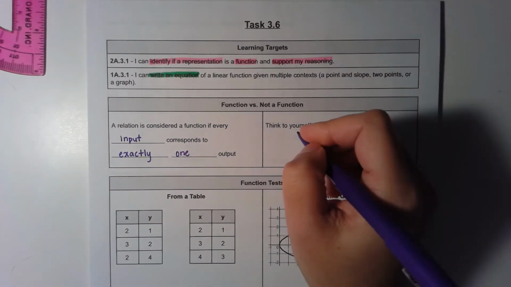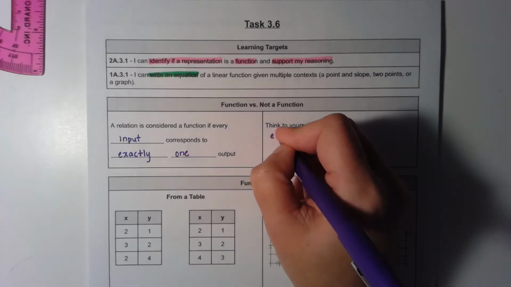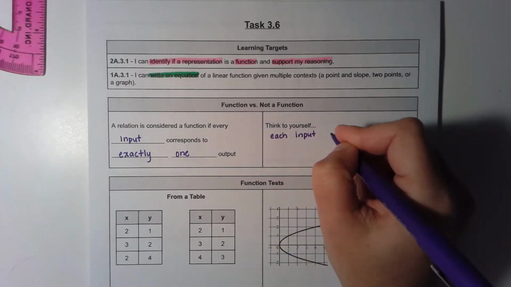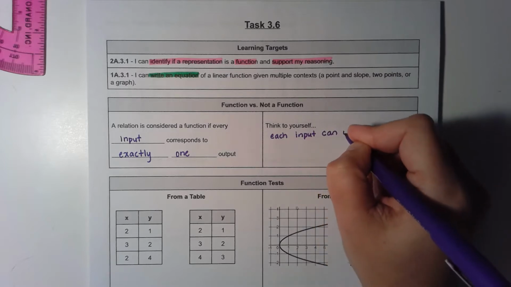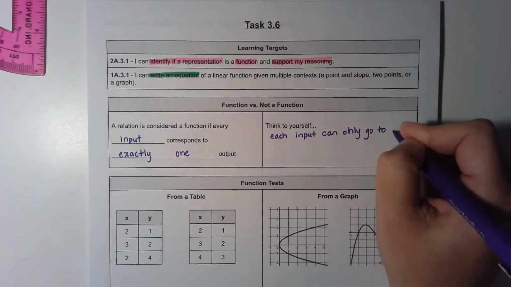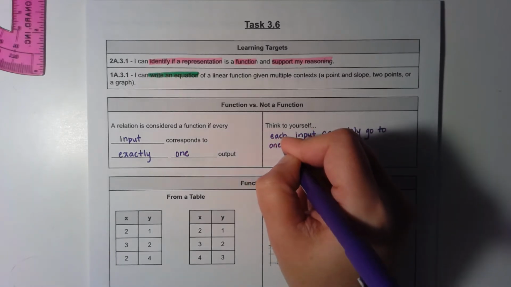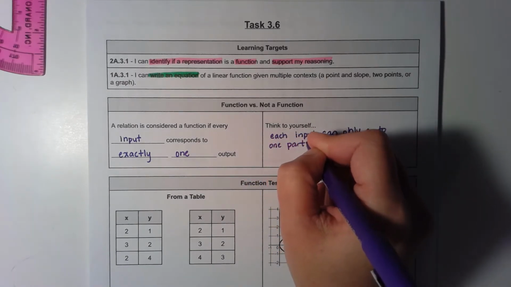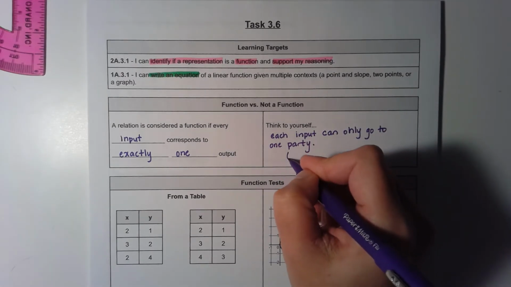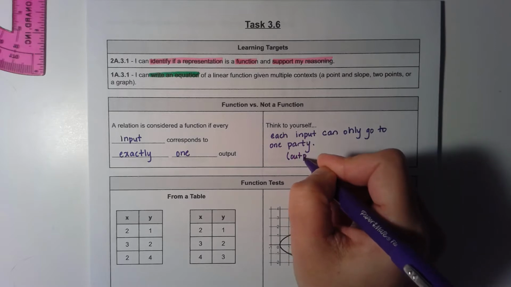In my mind, what I always think to myself is that each input can only go to one party at a time. So each input can only go to one party, which is like the outputs.